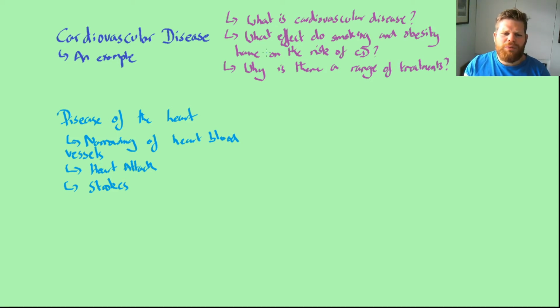Now, if we move on to the next bit, which is talking about how smoking and obesity increase the risk of cardiovascular disease. One of the well-known things about cardiovascular disease is it's heavily linked to those two things. If you are obese, you are more likely to suffer from cardiovascular disease. The risk is increased. The same goes for smoking. If you smoke, your risk of cardiovascular disease is increased. So how can we measure some of that risk?